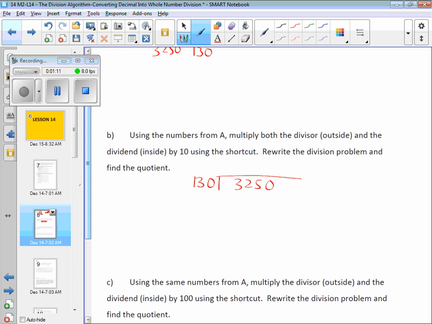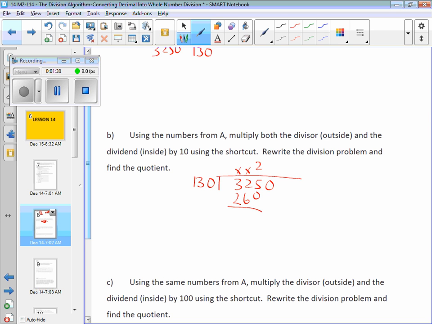All right, 130 can't go into 3. It can't go into 32. Some of you put the little X's that you did down in elementary school. You could still do that. It does go into 325 at least how many times? 2 times. See, and it's important where you put that 2. Because I'm doing 325, I'm in that column, so my 2 has to go right above that 5. And that's going to make 260.